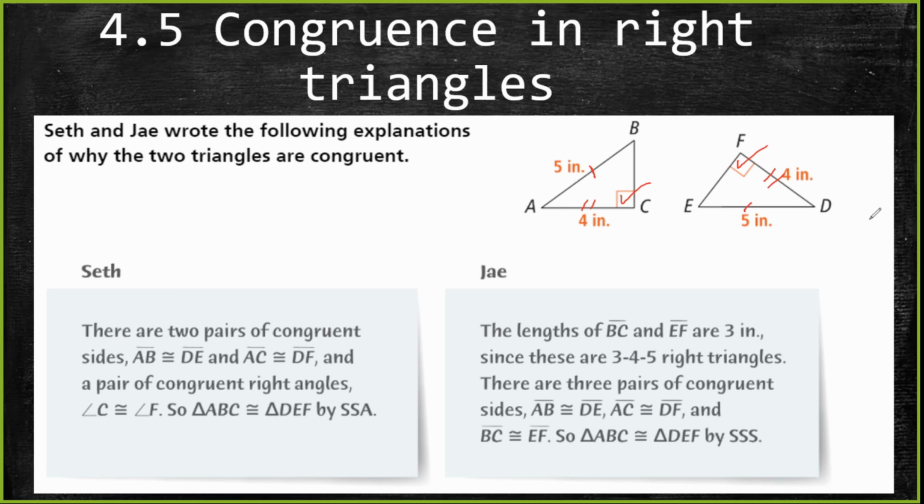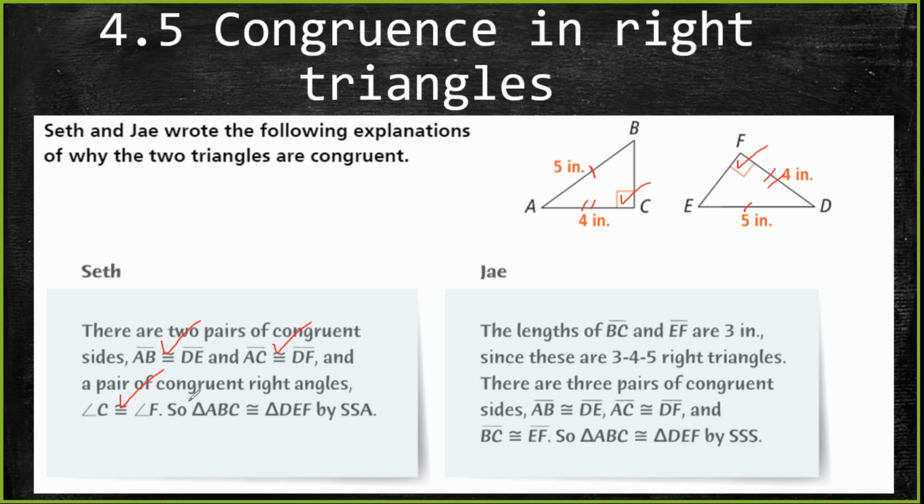So Seth says there are two pairs of congruent sides, AB and DE. We've said AB and DE are congruent. So I'm going to put a check there because I agree with Seth there. And AC is congruent to DF. Well, AC and DF are both 4 inches, and we've already set that with our congruency mark, so I agree there. And a pair of congruent right angles, angle C and angle F. So right now, Seth's is looking pretty good.